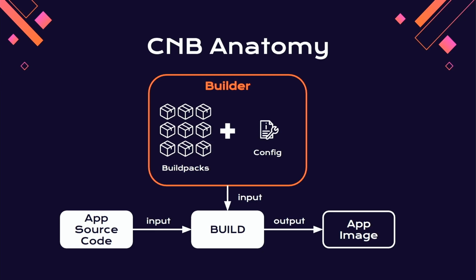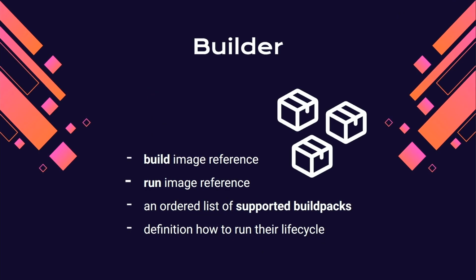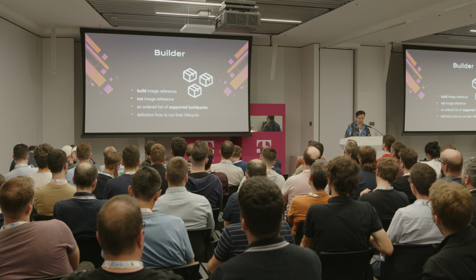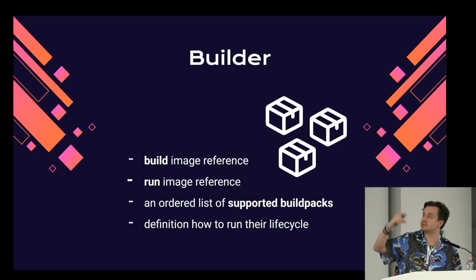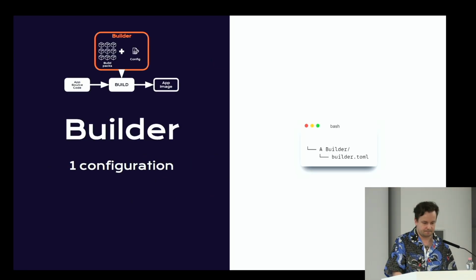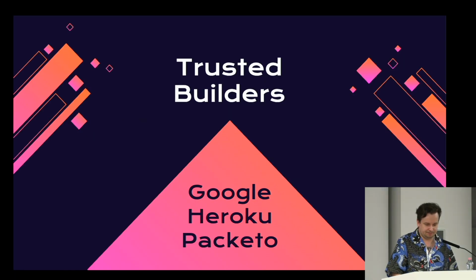And it's packed in the builder. And the builder is something that has the reference to the build image, so the operating system that will build your technology. The run image, so the image that will be put on top of the application to run it. That's the minimal image, as you know from the good practices. It also supports all the ordered lists of your buildpacks, and at the end, all the binaries for the lifecycle, which are automated when you build the buildpack, so you don't have to think about it. And it's just one configuration. You have trusted buildpacks from Google, Heroku, and Paketo, and you can use them, of course, as a start or as an inspiration.